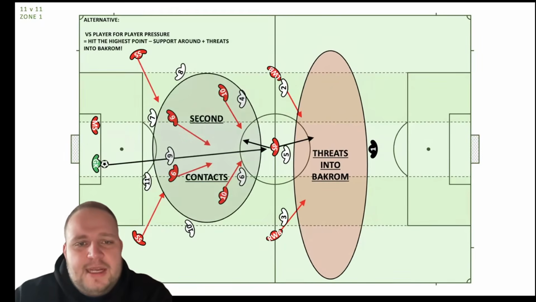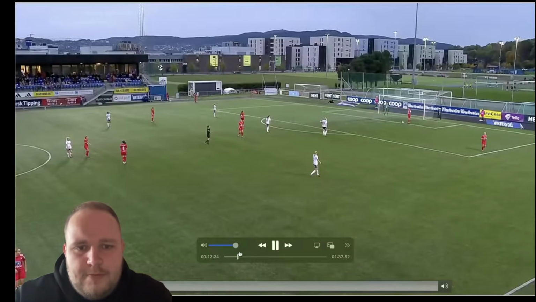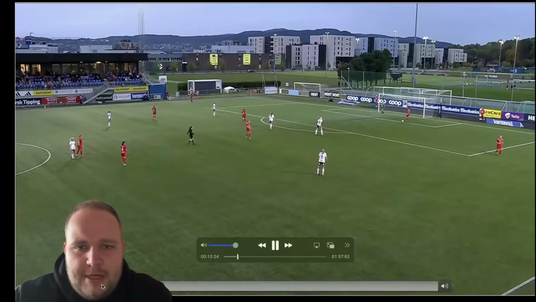Another alternative that we had is if we found that both number 10s were taken out and it wasn't so obvious that we could find them, then we want to look to try and hit the highest point. And it's a little bit more around if they came to us and it was a little bit more man for man pressure. A key principle that we had for most of the season was that we hit the highest point, we get around it, compact, and we make sure we still have threats going in the other way as well.